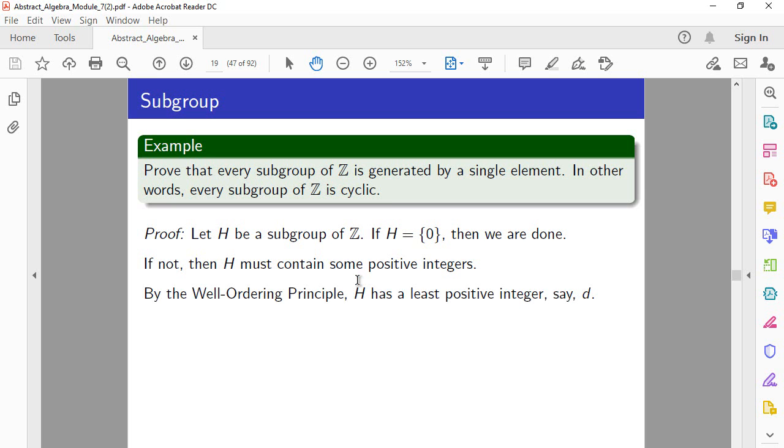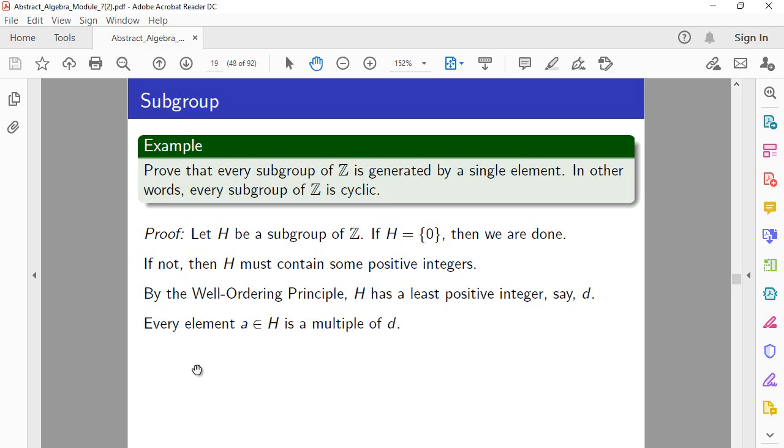And by the well ordering, that is, if H is non-empty and it's a subgroup of Z, then some of the elements of H must be positive. For example, if H has a negative element, because it's a subgroup, the inverse of that would be positive and must be in H as well. So H has some positive integers if it is not this subgroup. By the well ordering principle, H has a least positive integer, and let's denote that by D.